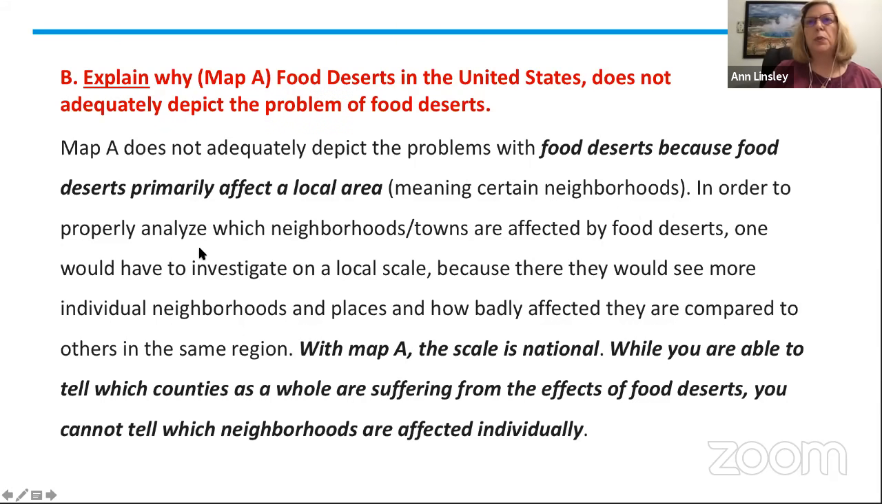So in order to properly analyze which neighborhoods and towns are affected by food deserts, one has to investigate the local scale. So they're explaining why this is happening. They'd have to investigate the local scale because they would see more individual neighborhoods and places and how badly affected they are compared to others in the same region. And then the student goes on again to address the scale. So they are explaining why map A at that scale is not addressing the information about the data that we need to see.